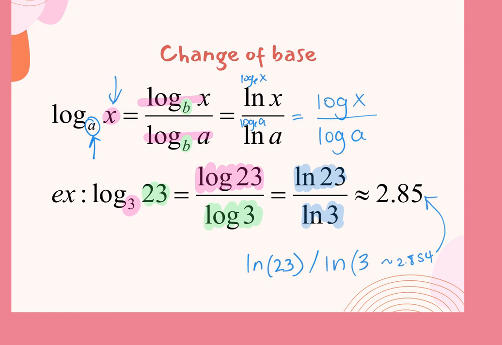So if my question said log of 25, I wouldn't need to do change of base, because I can use the log button on my calculator. That is log base 10, okay? If it said ln of 25, I wouldn't need to use change of base. I could use the calculator because my calculator has those buttons. So we're talking about scenarios in which the base is not 10 or e. That's when you do change of base.